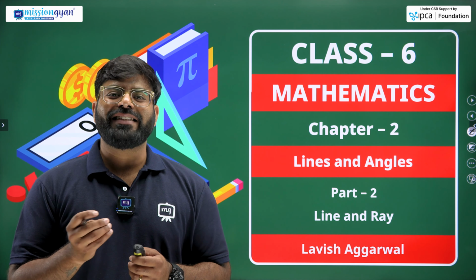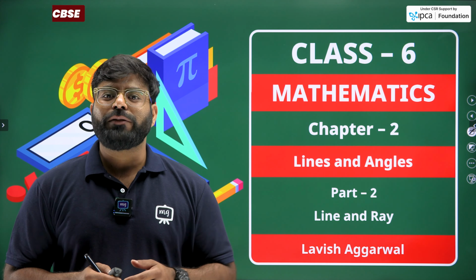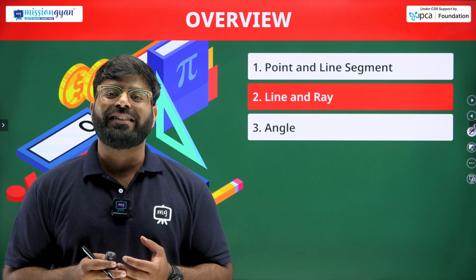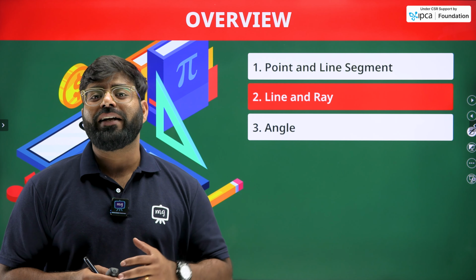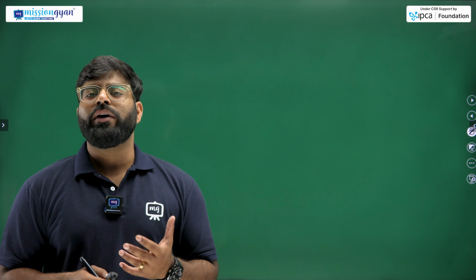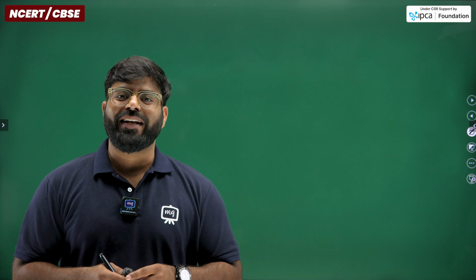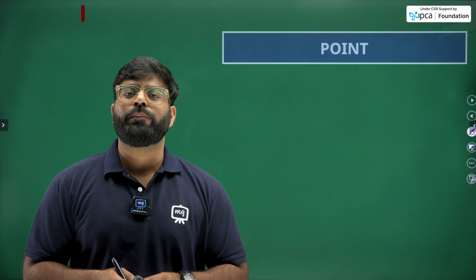Today we are taking class 6 mathematics chapter number 2, that is lines and angles. In this video we will be covering what is line and ray, but as you know, in the previous video we have already covered what is point and line segment. So before going on to lines and rays, let's give a quick revision about what is point and what is line segment. So let's start with the point first.